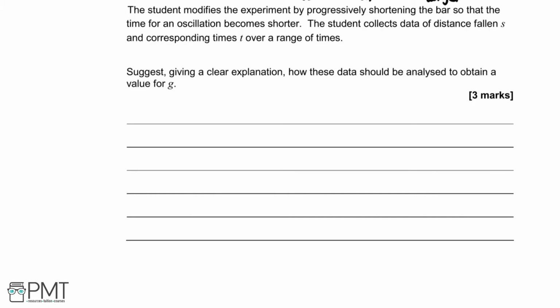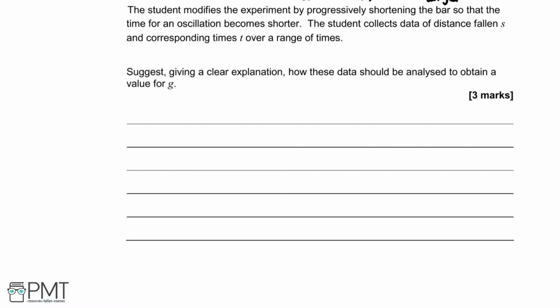The student modifies the experiment by progressively shortening the bar so that the time for an oscillation becomes shorter. The student collects data of distance fallen s and corresponding times t over a range of times. Suggest giving a clear explanation how these data should be analysed to obtain a value for g. Now, there are 3 marks up for grabs here, so let's think about how we can obtain those.